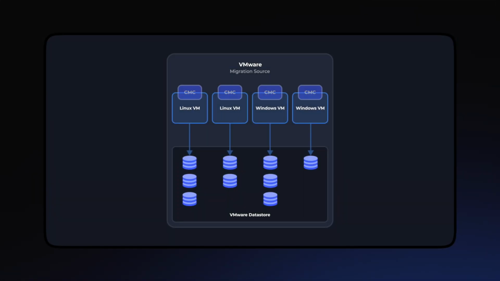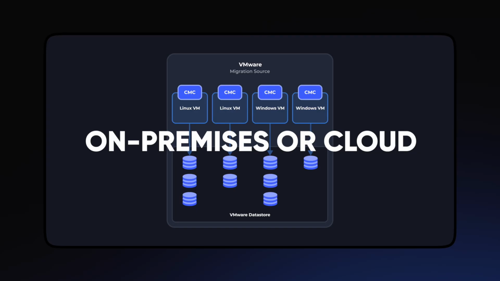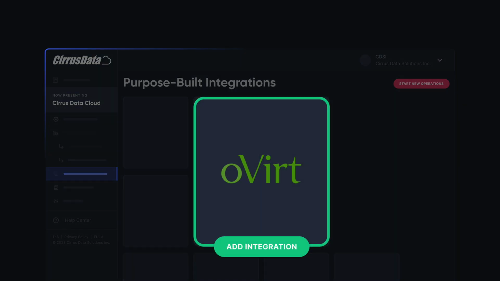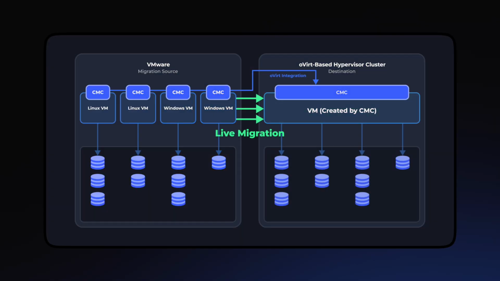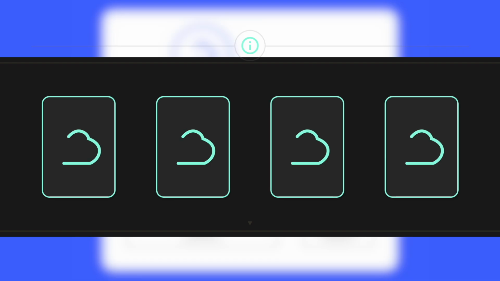First, we will deploy Cirrus Migrate Cloud on your Linux or Windows hosts. This host can be a physical server or a virtual machine from any hypervisor, no matter if it is on-premises or cloud. Our migration source can be any block storage. Next, Cirrus Data Cloud will use its oVirt integration to create a new virtual machine and start your live migration non-disruptively. CMC will also prepare your compute, network, storage environment, and all other necessary remediation steps automatically for you.